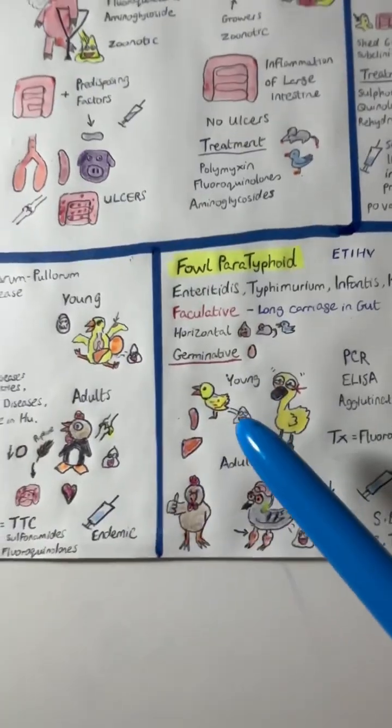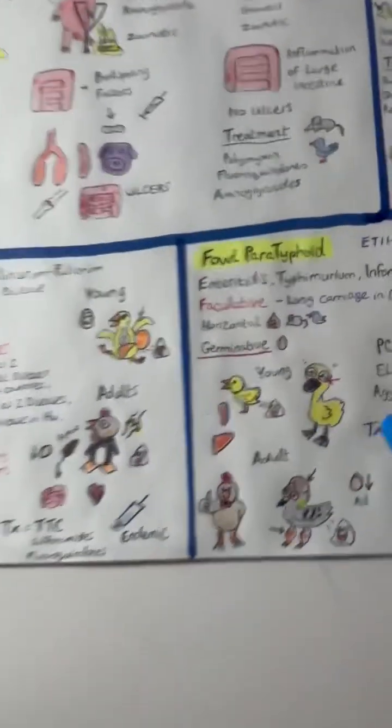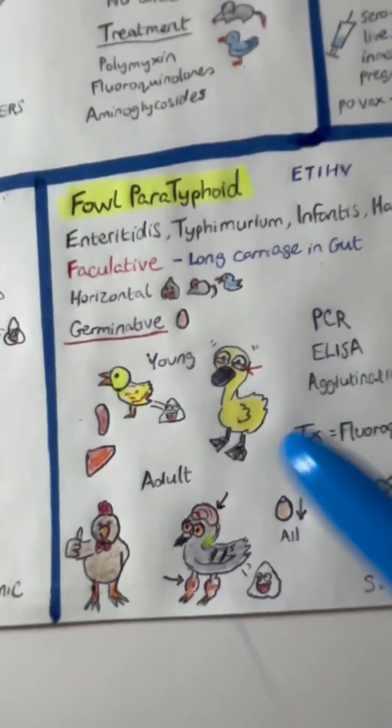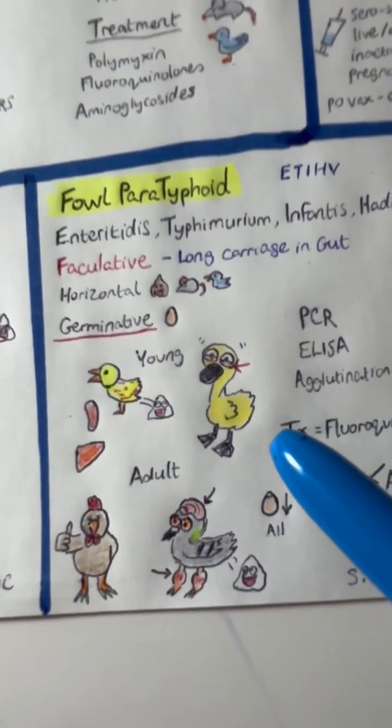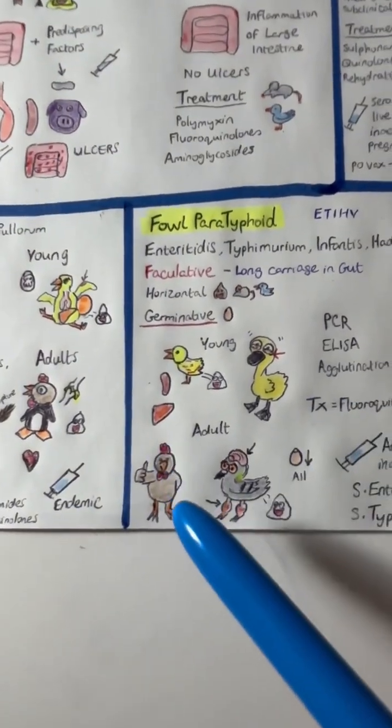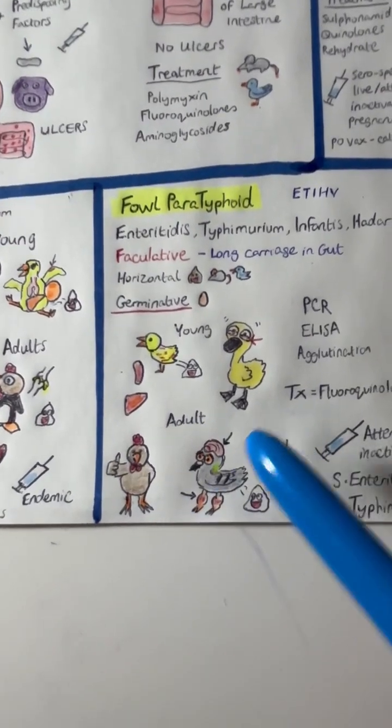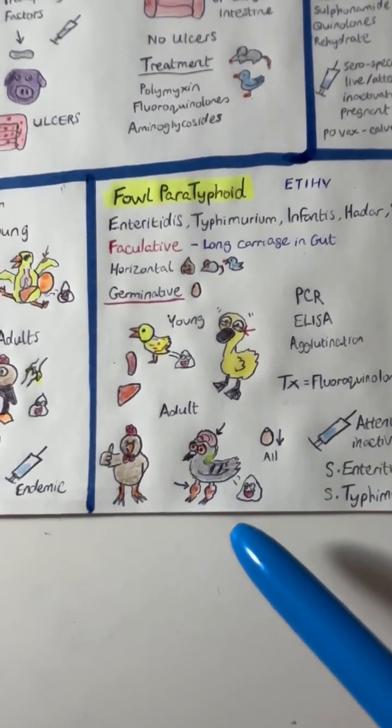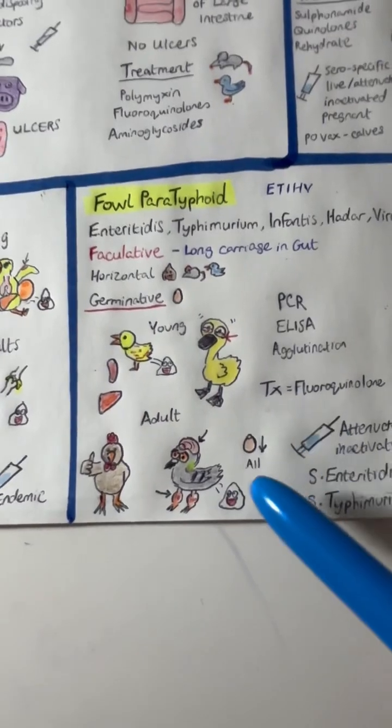In young birds, they get septicemia like fowl typhoid, but in geese, they get conjunctivitis and incoordination, and weak legs. In adult birds, they're generally okay. However, in pigeons, they get CNS signs and arthritis, as well as diarrhea. In all birds, they have decreased egg production overall.